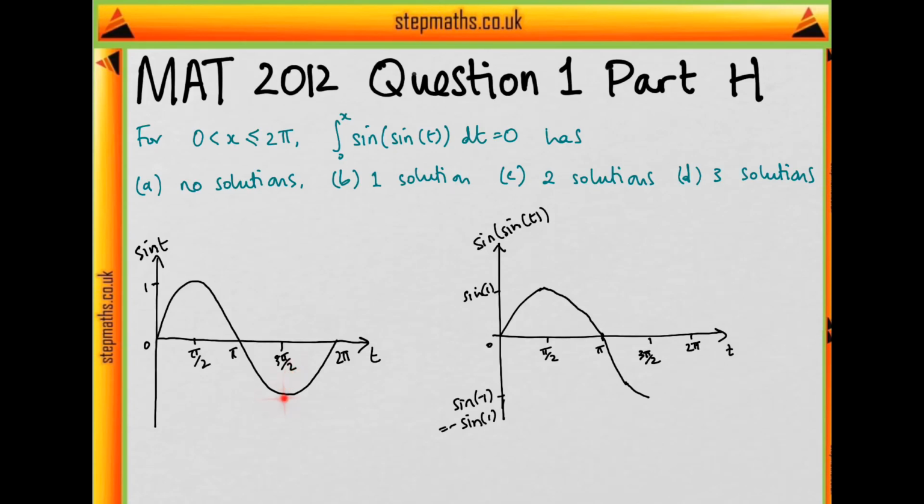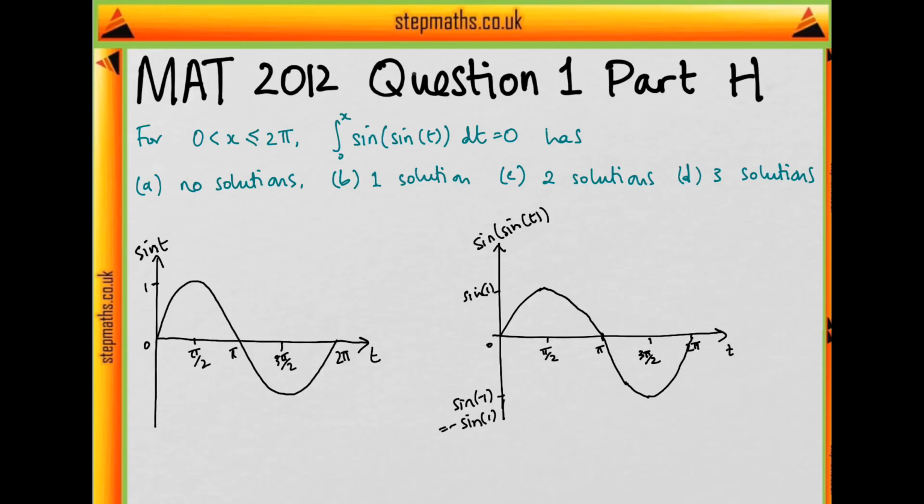And then we can see that between 3 pi over 2 and 2 pi, sine t is increasing up to 0 again. And so here we have it increasing up to sine of 0, which is 0. Okay, so we have a graph that's rather like a sine graph, but it's only going up to sine 1 instead of 1, and it's only going down to minus sine 1 instead of minus 1. So it's like sine, but a bit flatter.